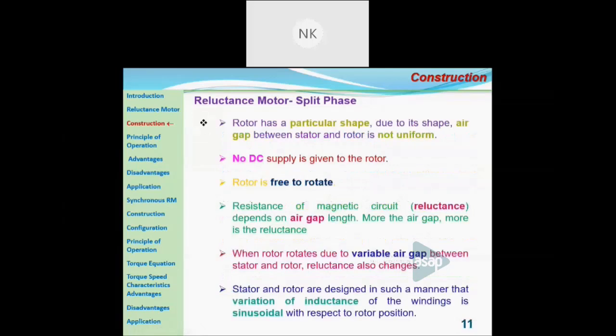The stator is wound for a definite number of poles. The rotor has a particular shape, so the air gap between the stator and the rotor is not uniform, in order to have the reluctance property. No DC field winding or DC supply is given to the rotor, as in the case of a synchronous motor, and the rotor is free to rotate. The reluctance depends mainly upon the air gap length, and the rotor rotates due to the variable air gap between the stator and the rotor. Then the variation of the inductance of the winding is sinusoidal with respect to the rotor position.